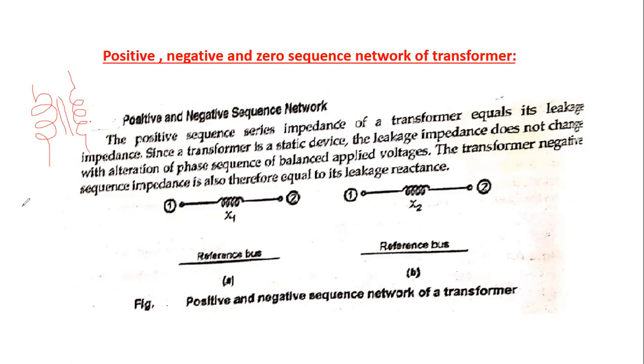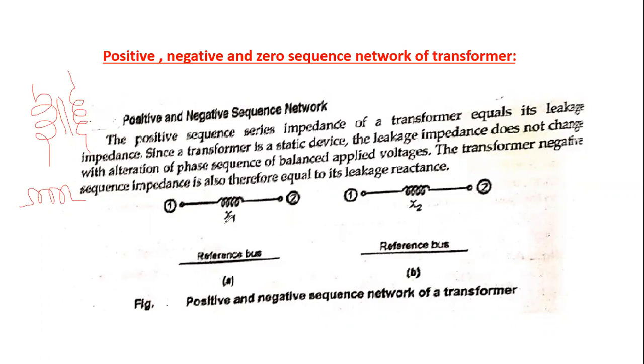Next, what is the equivalent reactance diagram for that transformer? That is only the reactance. Similarly, what are the positive and negative sequence reactances? This is the reactance and this is the reference bus. This is the positive sequence and this is the negative sequence, X1 and X2, and this is the reference bus. Therefore, the positive sequence series impedance of the transformer is equal to its leakage impedance.